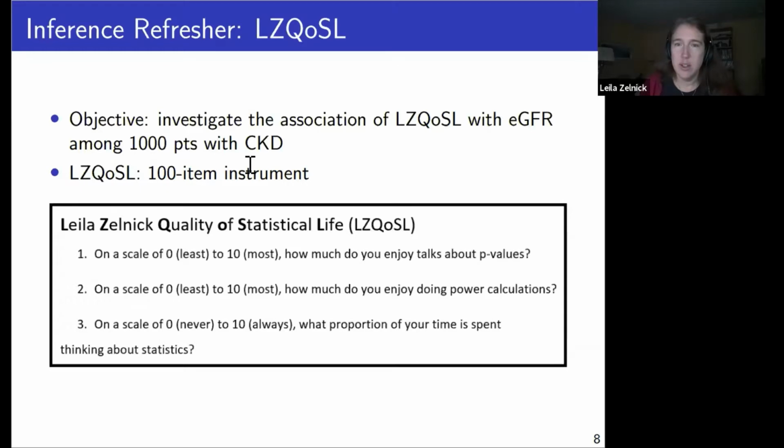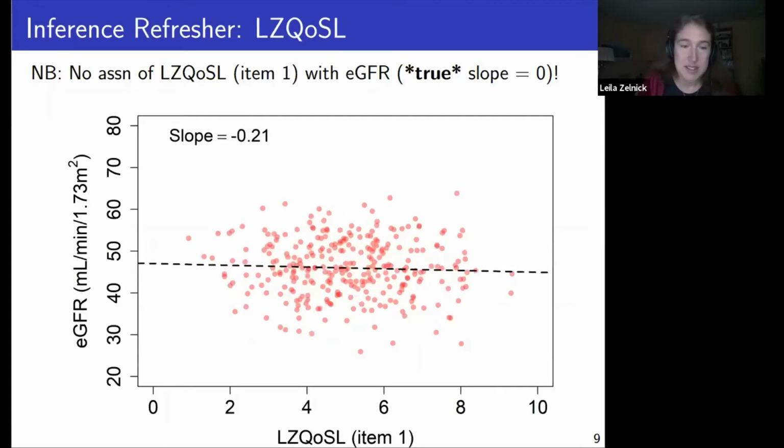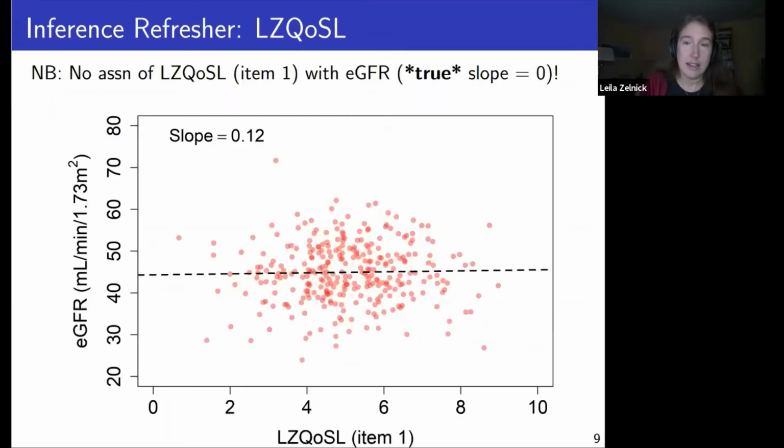And so if I were to simulate some data and look at a scatter plot of these, you would see no association, no true association between, say, item 1 on this made-up scale and EGFR. The true slope is 0, but from sample to sample, the estimated slope is not going to be exactly 0. So here the slope is 0.12. Here the slope is slightly negative, here the slope is slightly negative, and so forth. Every time, I would be very unlikely to get a slope that is exactly 0.